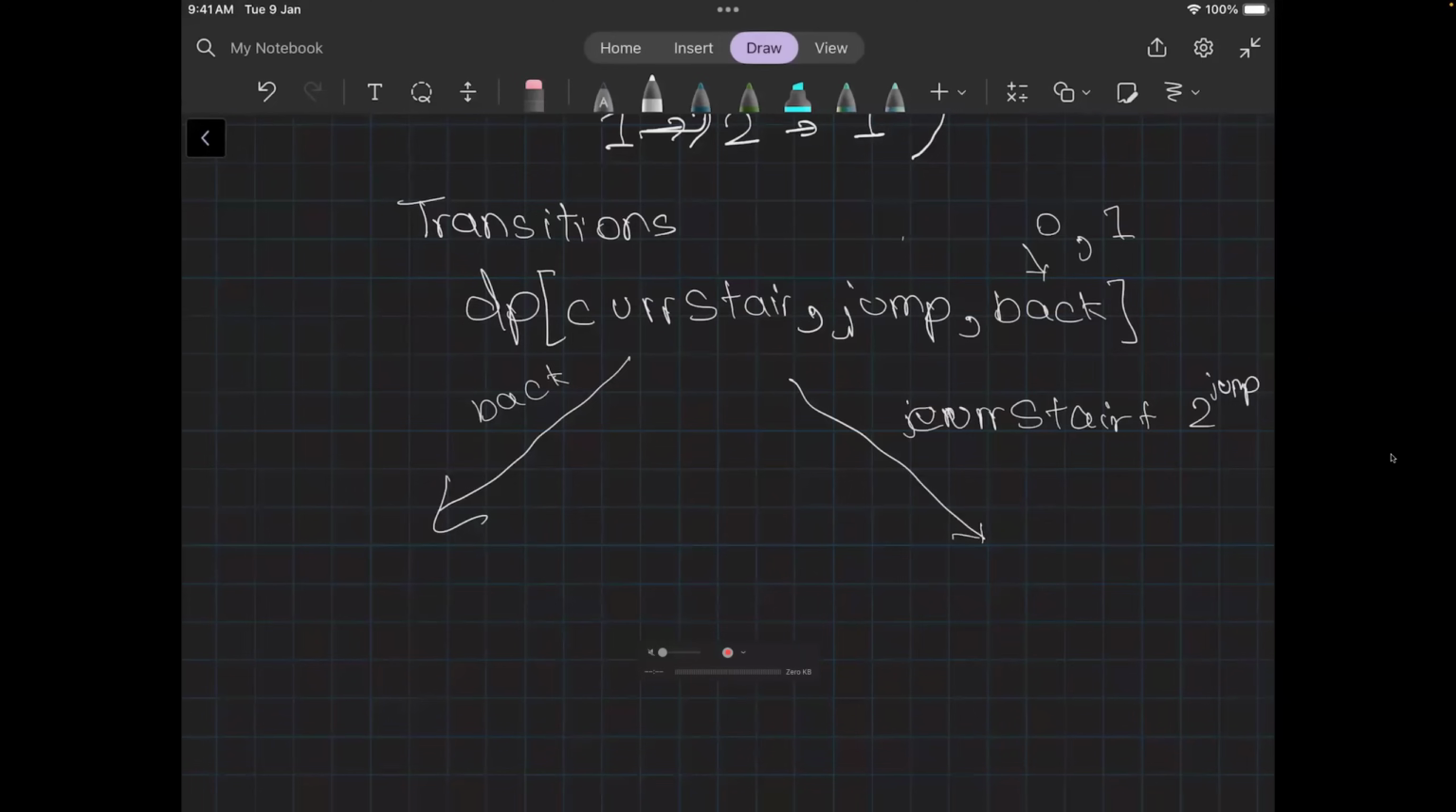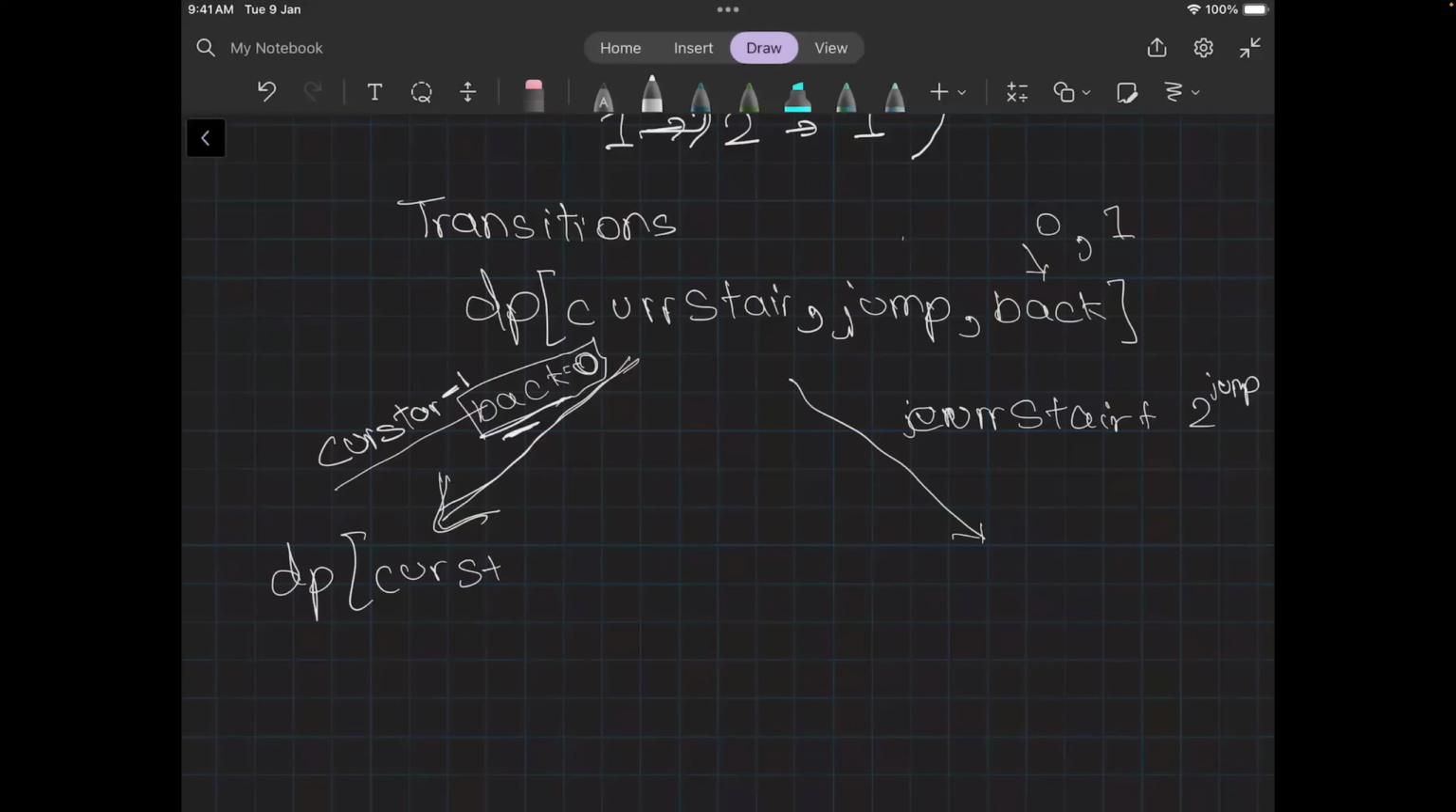Now, I can only go back, or basically current stair minus 1, only if back is 0. Basically, if in the last move I didn't go back, only then this is valid. So if back is equal to 0, I go to dp of current stair minus 1, right? My jump remains as it is and my back becomes 1, because since I went back, now in this move, my previous step, I did go back. So it becomes 1.